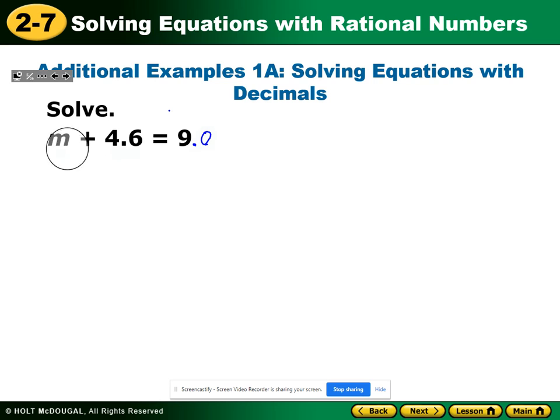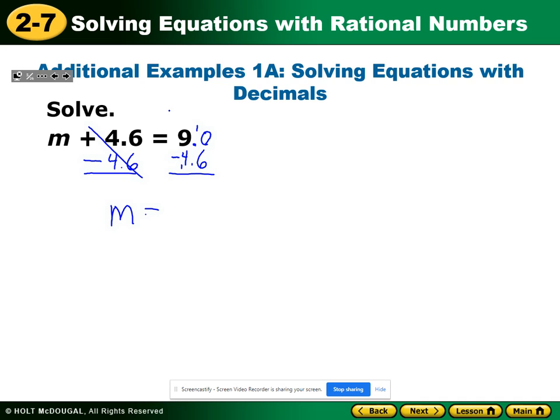I work on the left side. How do I undo addition? Hopefully you're screaming, we do subtraction, Mr. Palm. All right, we do that subtraction. Oh, that's a 0. M equals. Well, if we did it on one side to keep the scales balanced, we have to do it on the other side. 9 minus 4.6.